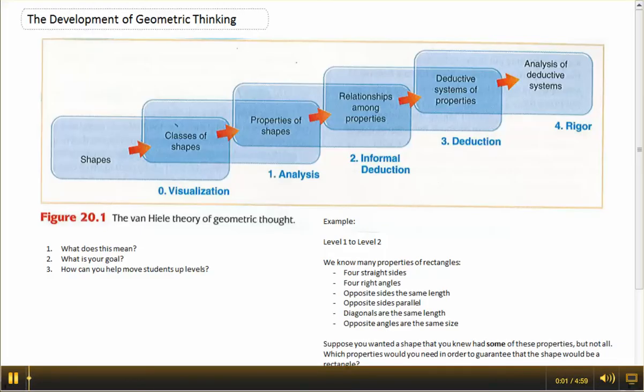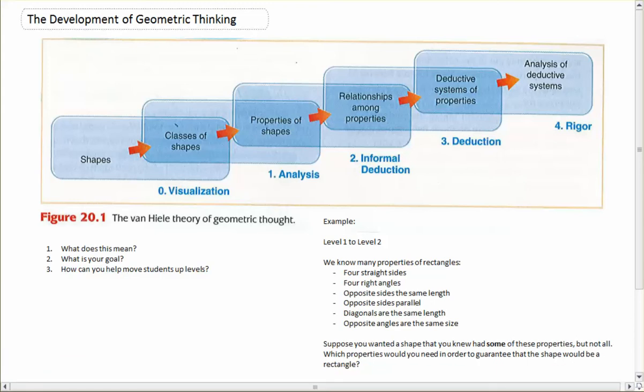Hi, this video is about the development of geometric thinking, and we want to take a look at how that develops through what's called the Van Hiele theory of geometric thought. And here's a diagram of it from your textbook. I want to spend a little bit of time talking about what this means.